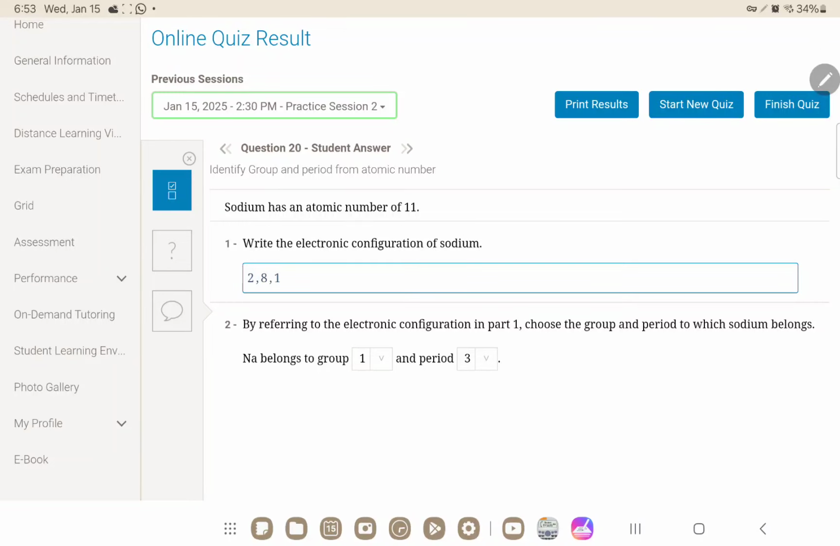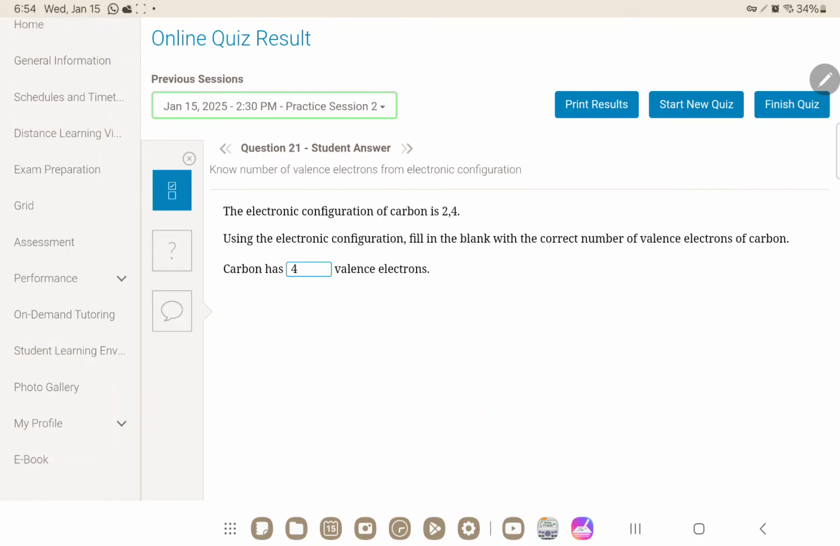Okay, so these are really easy. Sodium has 11. We already explained how to do it. First shell will always hold 2. Second shell, you fill it with 8. And then you're left with 1. So that's for sodium. If you have 1, 2, 3 numbers, that means you have 3 shells, meaning it's in period 3. Then you look at the last number, which is 1, which means it has 1 valence electron, meaning it belongs to group 1. Now, it's really easy. Moving on.